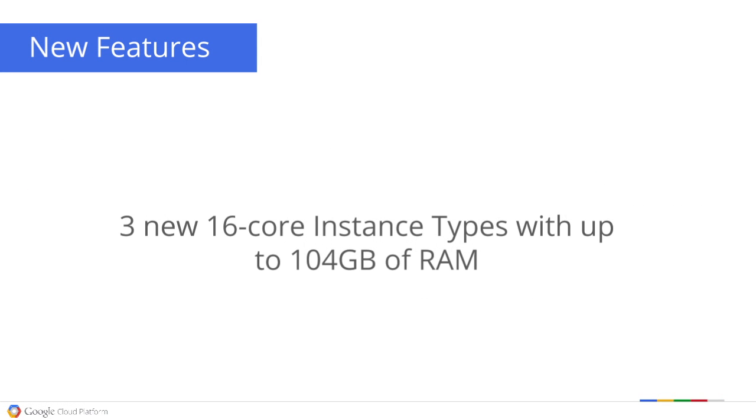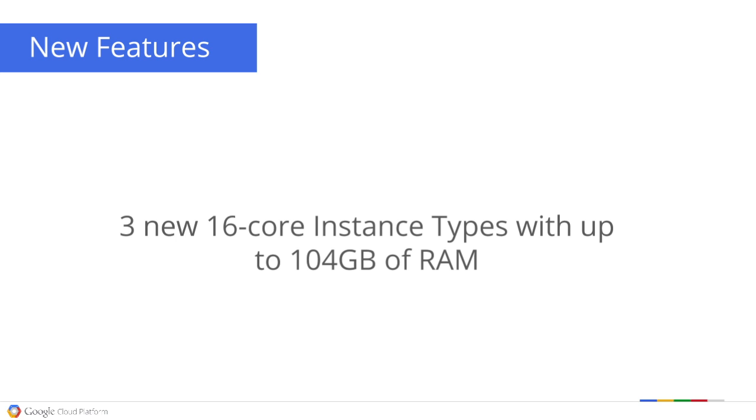We've also added new, more powerful Compute Engine instance types. We know there's customers out there who want to run even more demanding compute-intensive applications. So starting today, you can launch virtual machines with up to 16 cores. These are available in our standard, high CPU, and high memory configurations. This means you can bring even more demanding loads onto Compute Engine.